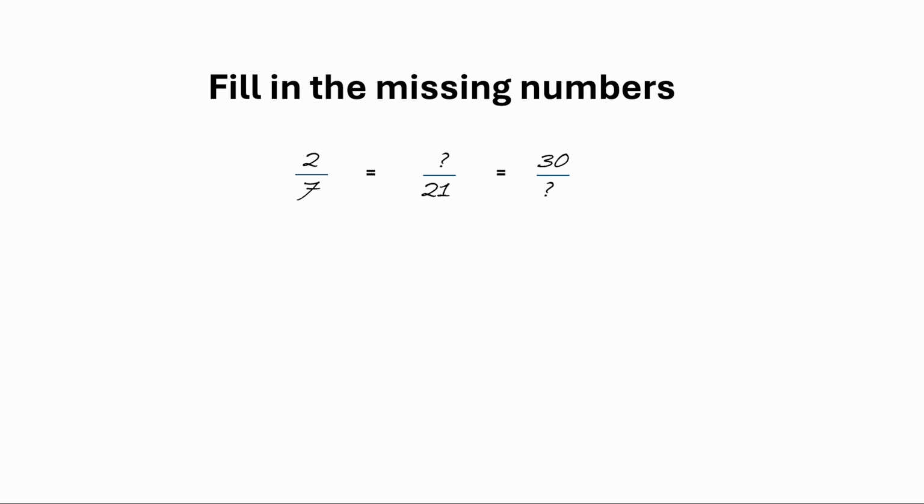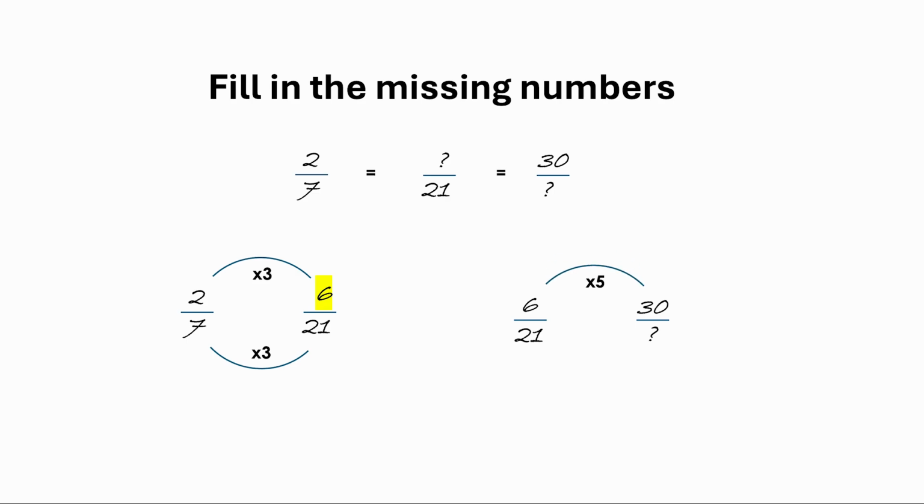Let's talk about these ones. Here we don't see any specific relation, but we see something else. 21 is a direct multiple of 7. 7 times 3 is 21. So the numerator will also be multiplied by 3 and the answer would be 6. So now that we know that the middle number is 6, just like we did the previous one, 6 5 times is 30. So the answer for the denominator is 21 into 5, which is 105.